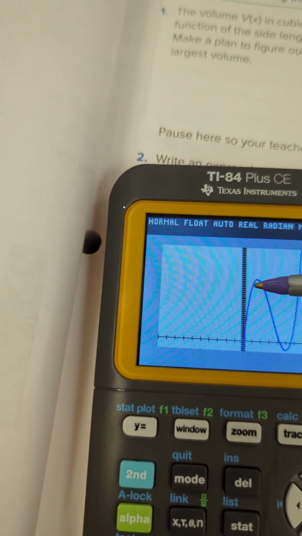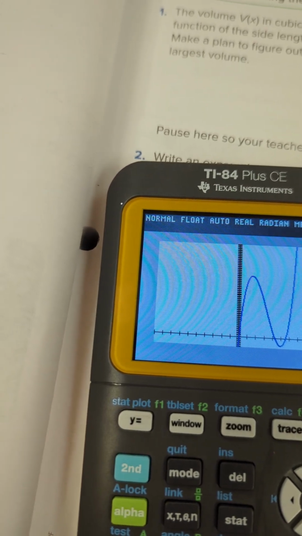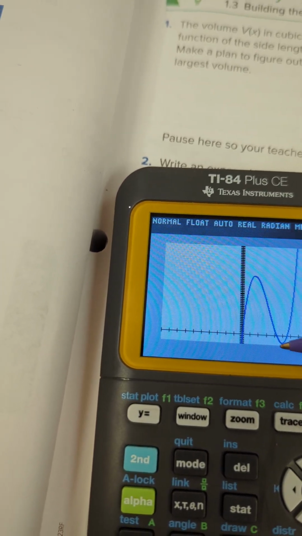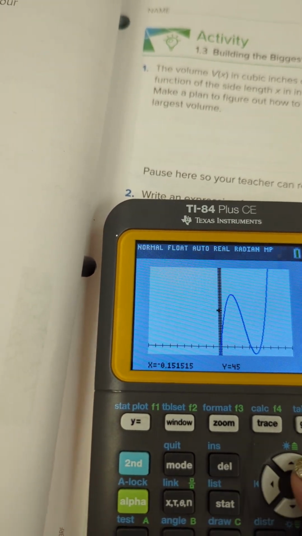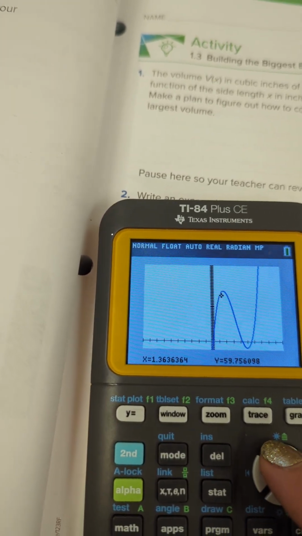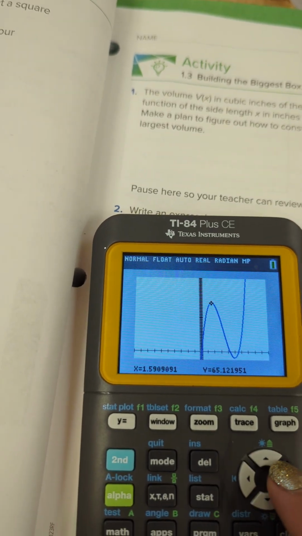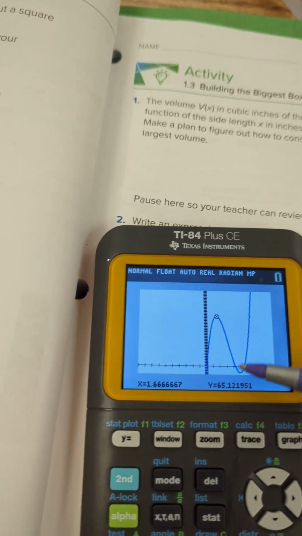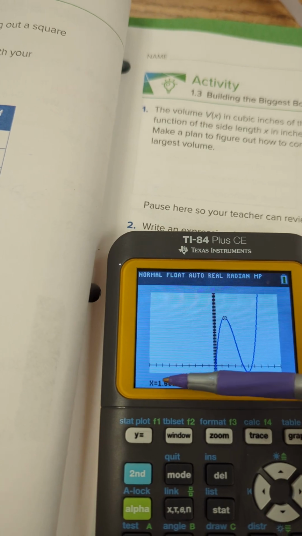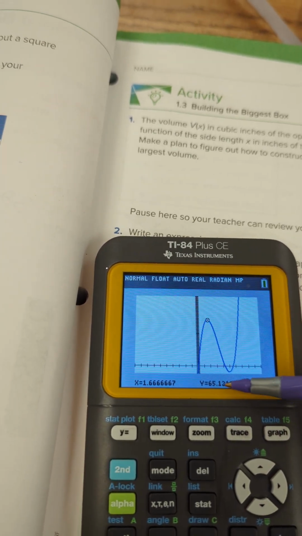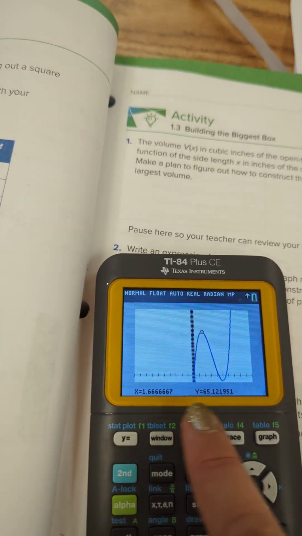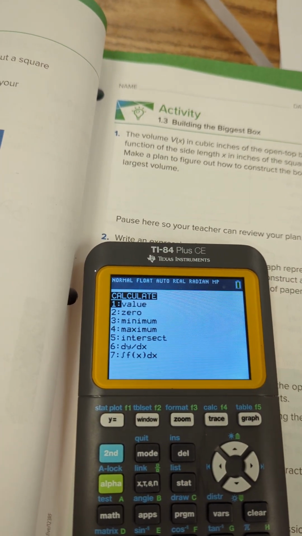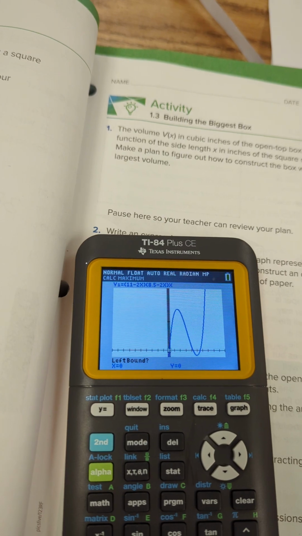Notice this is not a parabola. It keeps going and it's a cubic function because volume is centimeters cubed. And the best volume is going to occur right at the top of this peak. So if I just move my cursor over, that is around 1.6 or so, and a volume of 65.